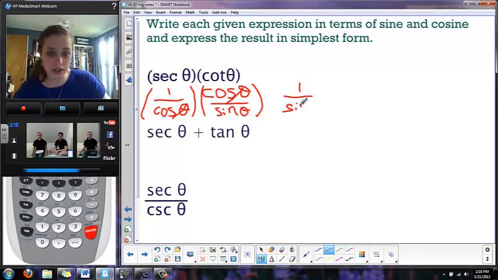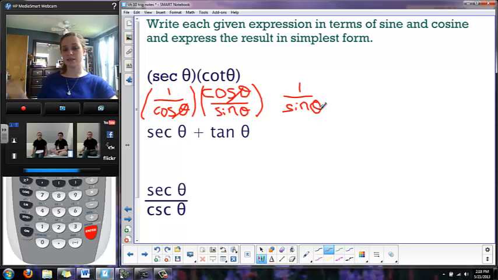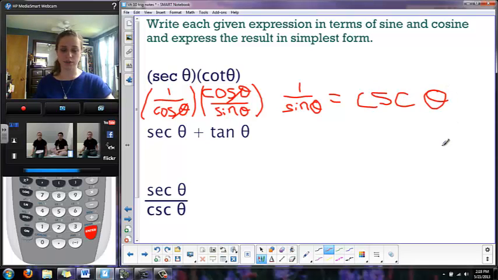We rewrote it in a simpler form, but we want it in simplest form, and I know that we can rewrite 1 over sine as cosecant. And that way it's just written as one single function, cosecant theta. Okay? Let's try the next one.